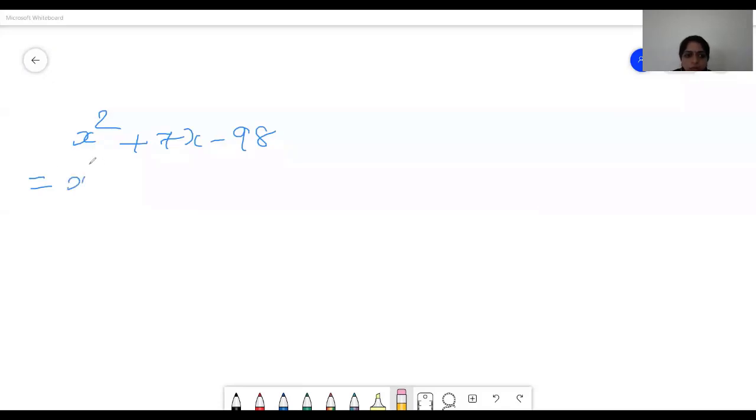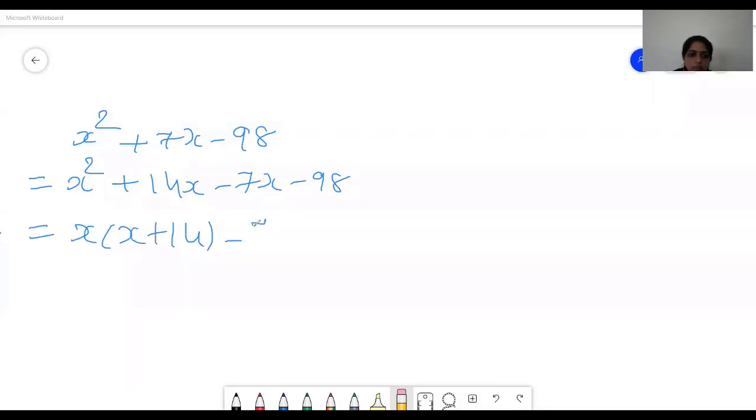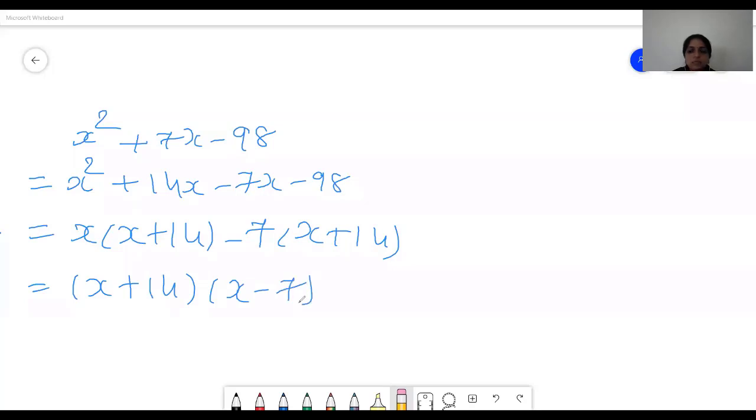Here, x square plus 14x minus 7x minus 98. Yes, you are right. So x plus 14, minus 7, x plus 14, here x plus 14, x minus 7.